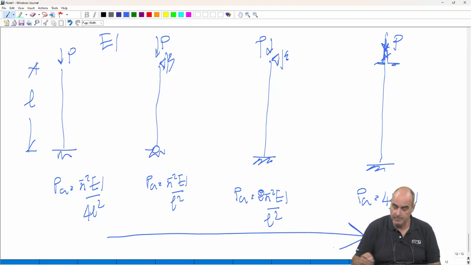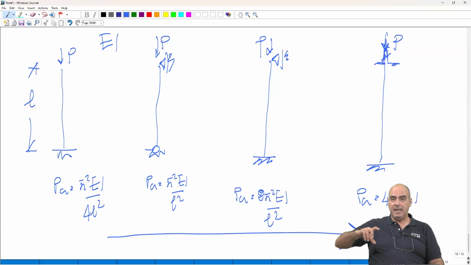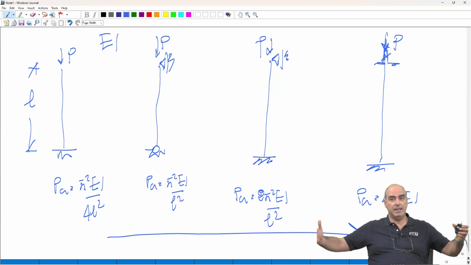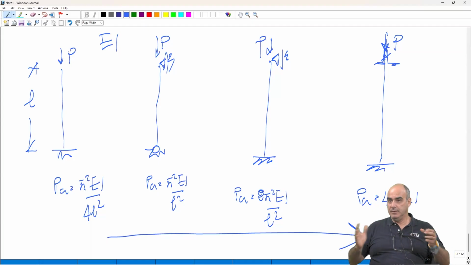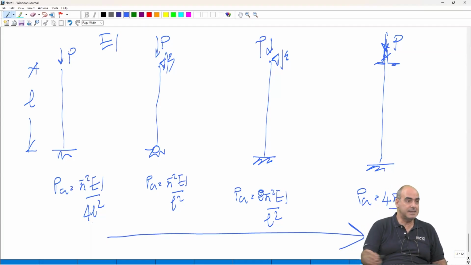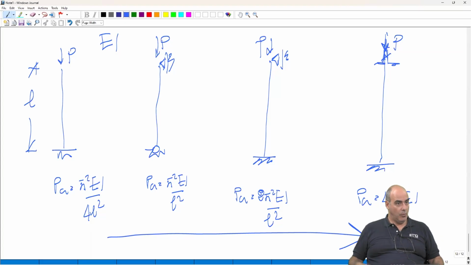You see how, progressively increasing the boundary conditions, we have a span of critical loads, where the ratio between this and this is 16. One full order of magnitude more.